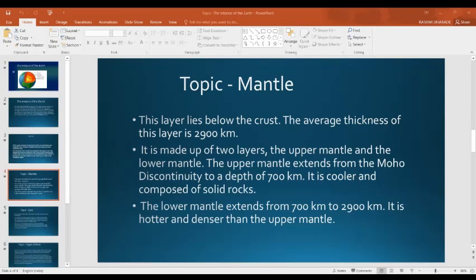Mantle. This layer lies below the crust. The average thickness of this layer is 2900 km. It is made of two layers, the upper mantle and the lower mantle. The upper mantle extends from the Moho discontinuity to a depth of 700 km. It is cooler and composed of solid rocks. The lower mantle extends from 700 km to 2900 km. It is hotter and denser than the upper mantle.